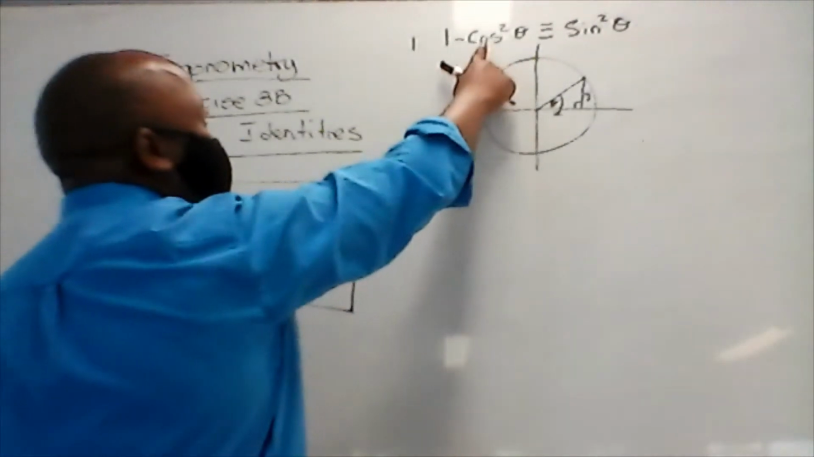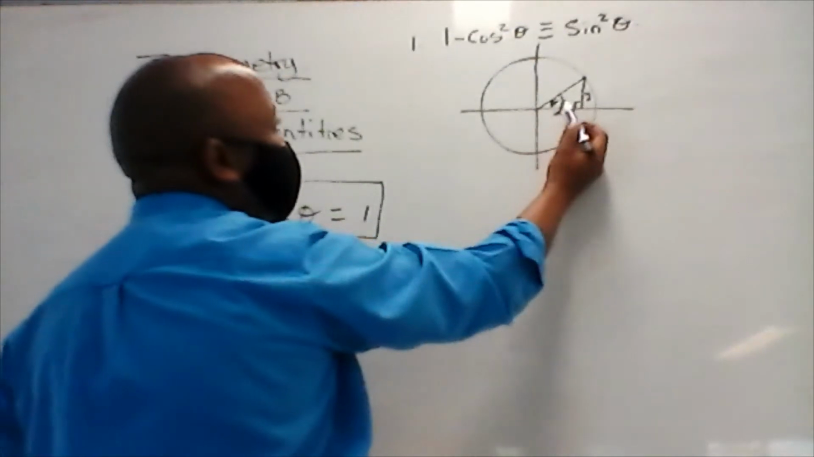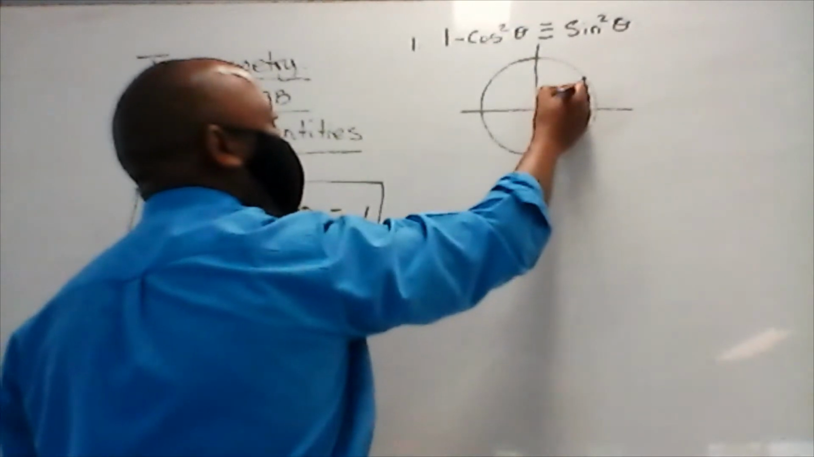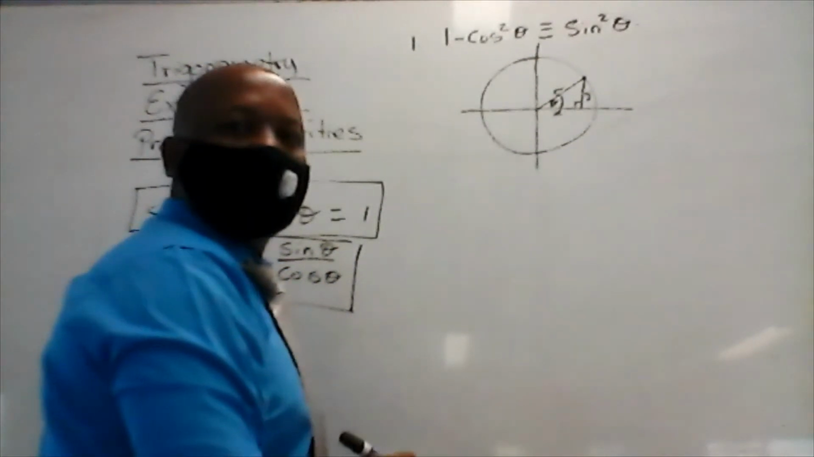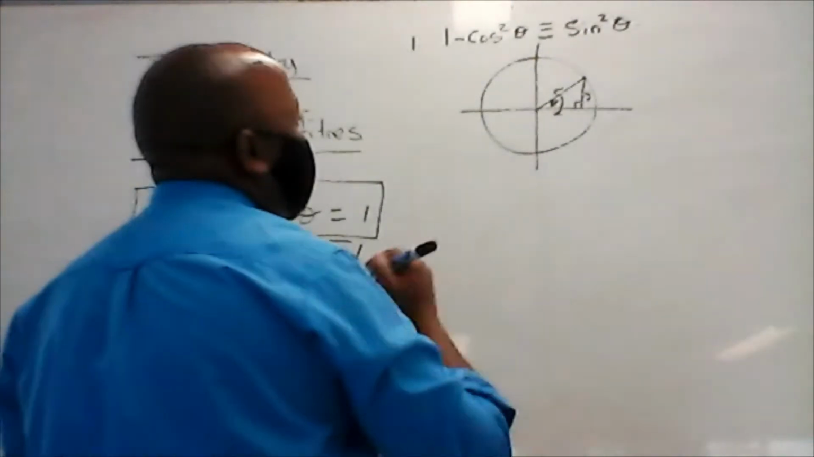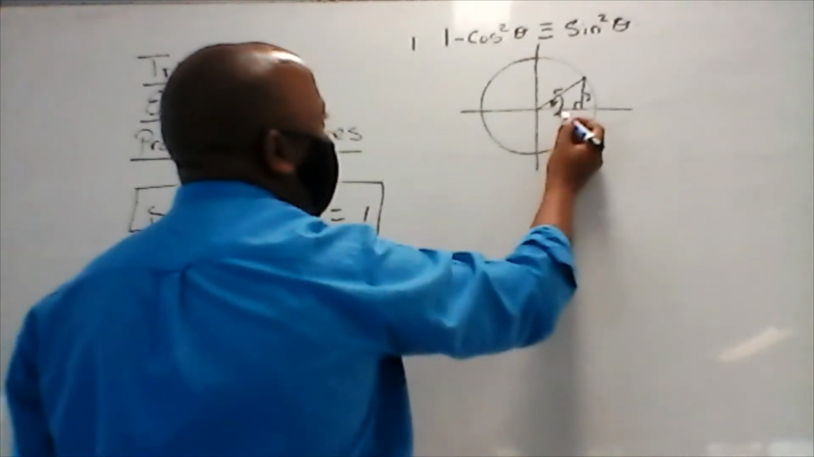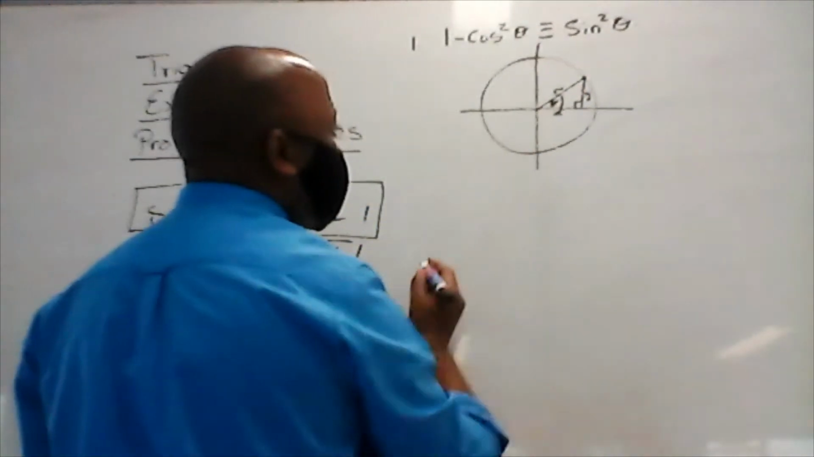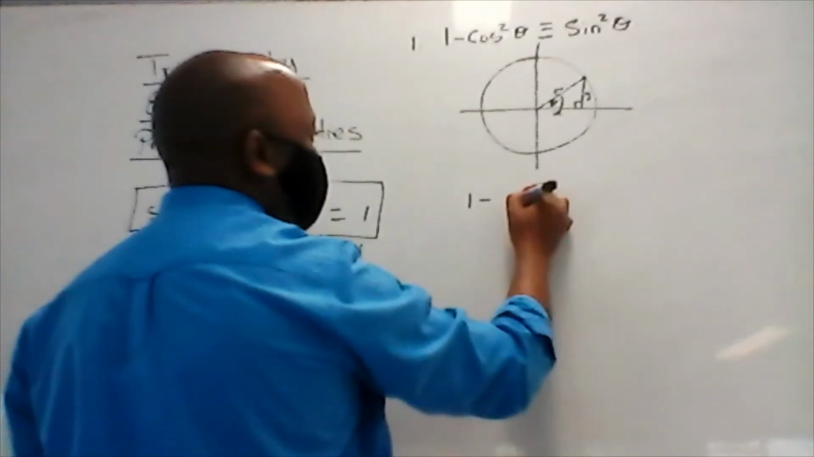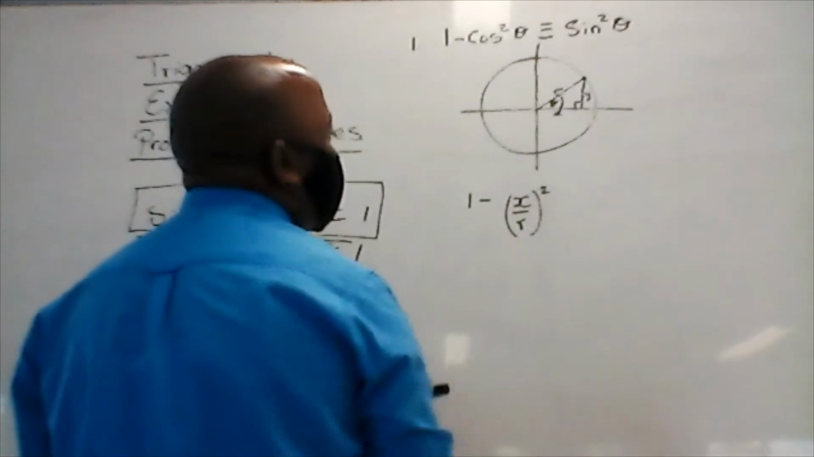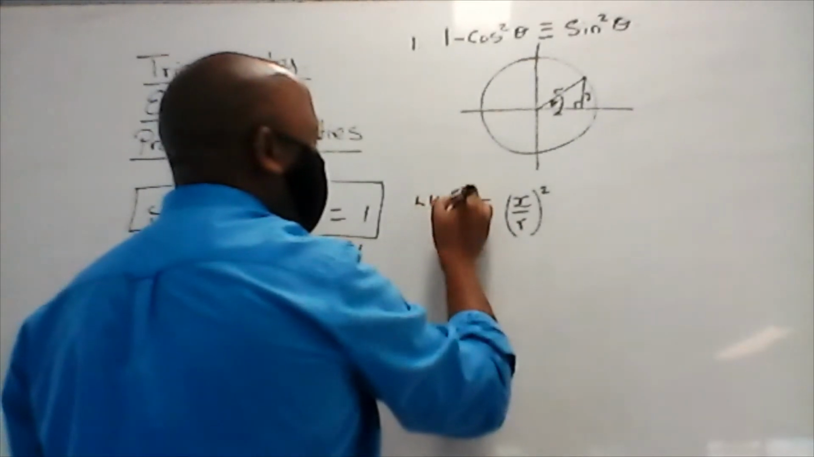So cosine of theta, we know that it's adjacent over the hypotenuse side, which is the radius r in this case, or the hypotenuse side. So the cosine squared of theta becomes x over r all squared. So you've got 1 minus x over r all squared on the left hand side.